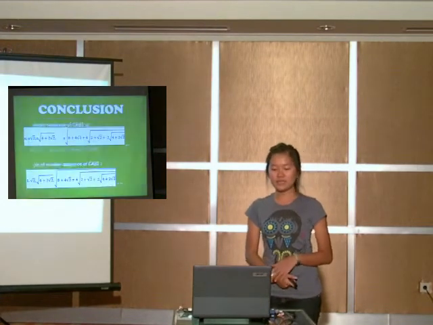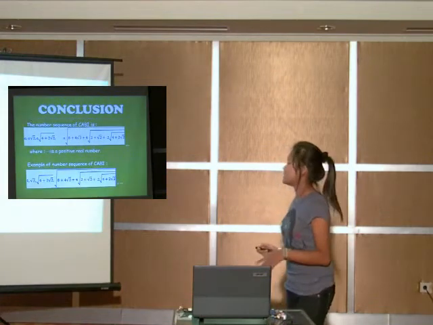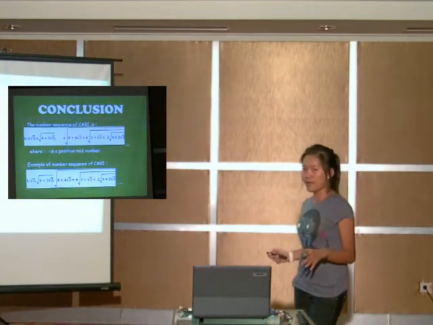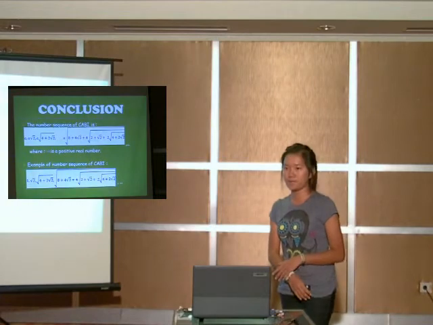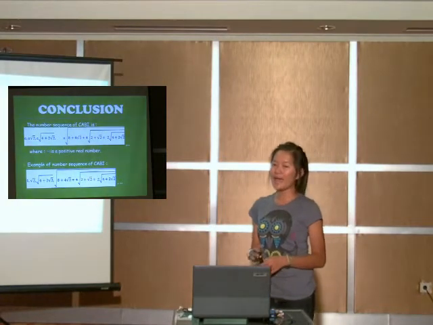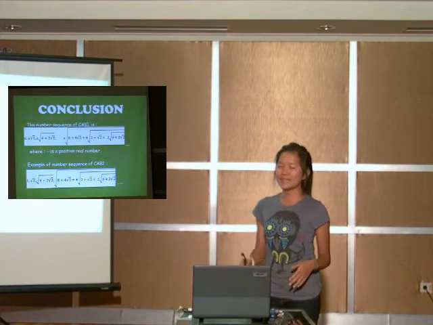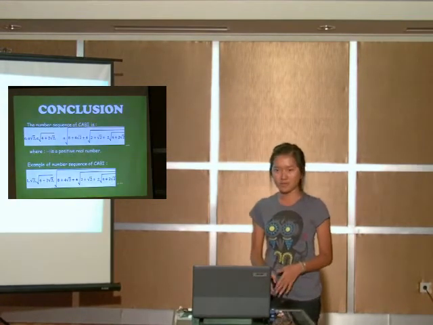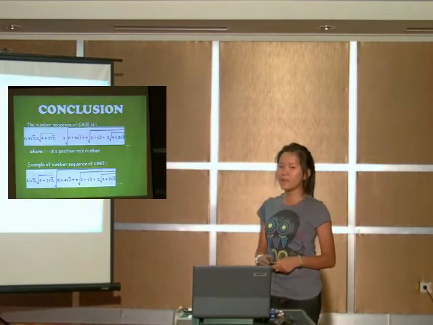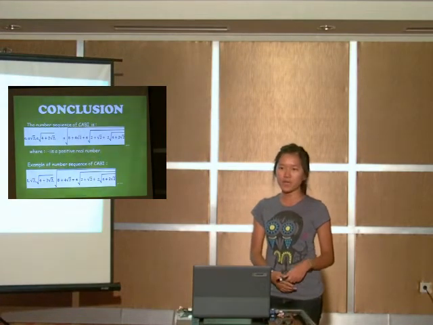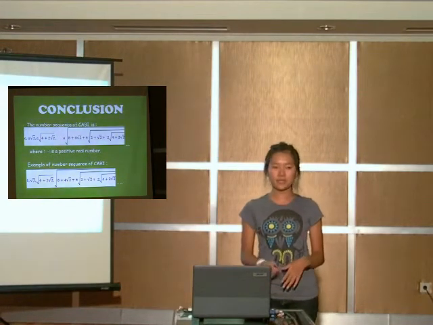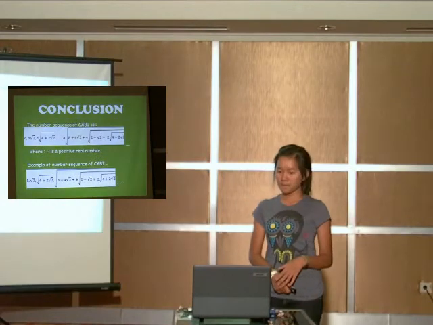So the conclusion is the number sequence of CABI is this, where you should remember A must be a positive real number. So if you get a question which has a relation with this, you just replace A with the number. For example, if the number is 1, just change A to 1. Or if the number is 2, just change A to 2. But you should remember that A must be a positive real number.